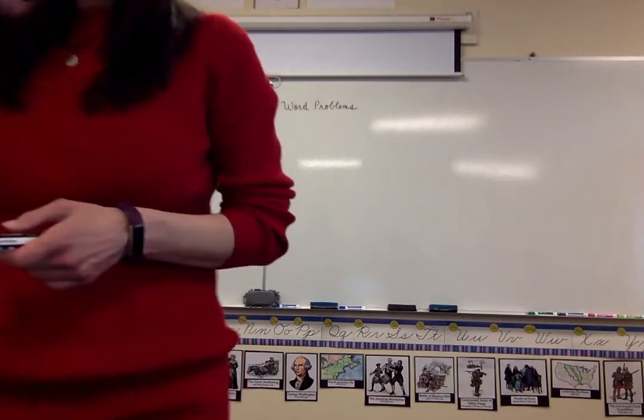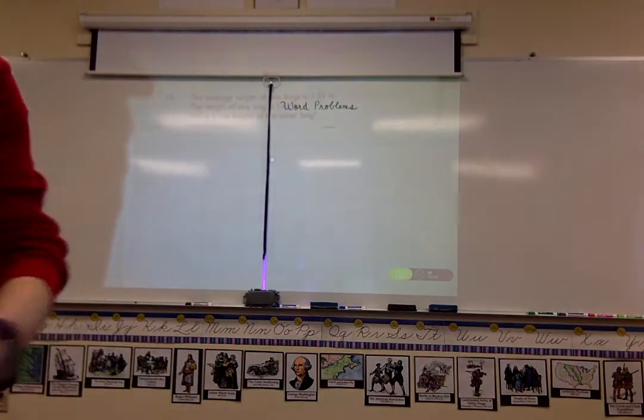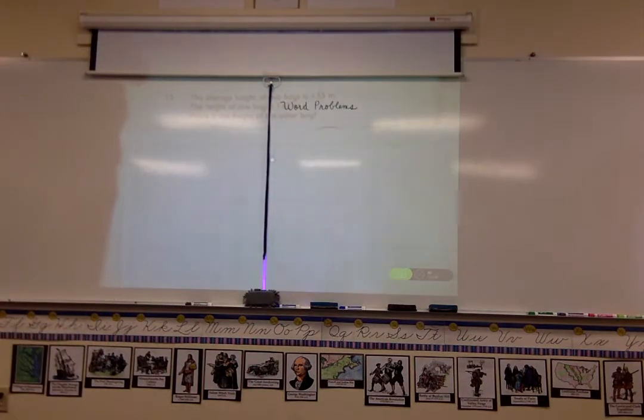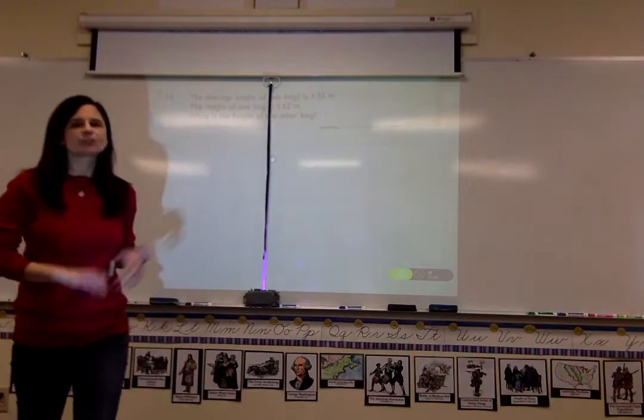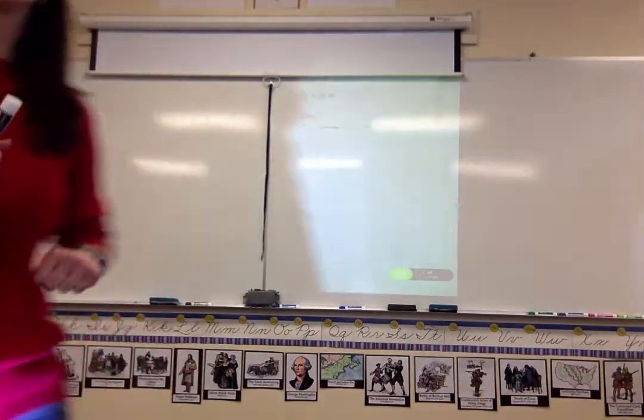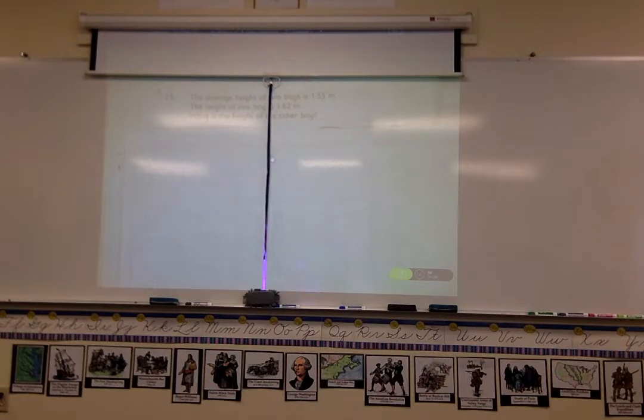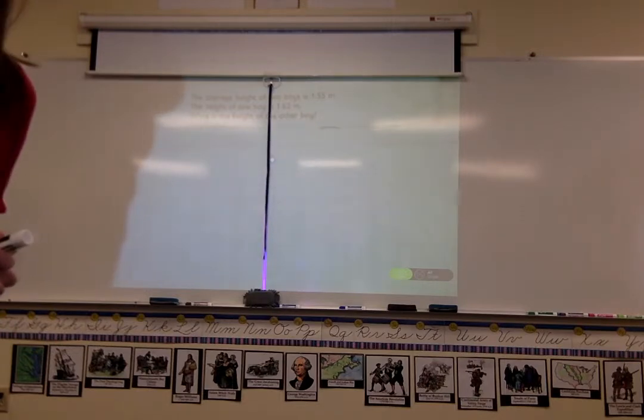So if you'll open up to page 42, let's take a look at a typical word problem here where we would need to calculate either average or total or use some of those values to figure out an unknown. So, number 13 on page 42 says, the average height of two boys is 1.55 meters. The height of one boy is 1.62 meters. What is the height of the other boy?